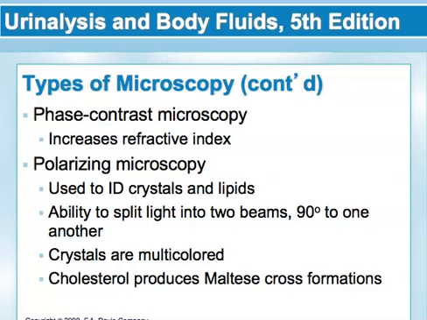With polarizing microscopy, this can be useful in the identification of crystals and lipids. You've got a polarized light beam that is used to produce characteristic colors in crystals and form a Maltese cross pattern in lipids. These elements seen under polarized light are known as birefringent, which means that as the light passes through these substances, they are capable of splitting the light into two beams, with one beam at a 90-degree angle to the other one. Polarized light is obtained by using polarizing filters and bright field microscopes that can be adapted to polarize also.